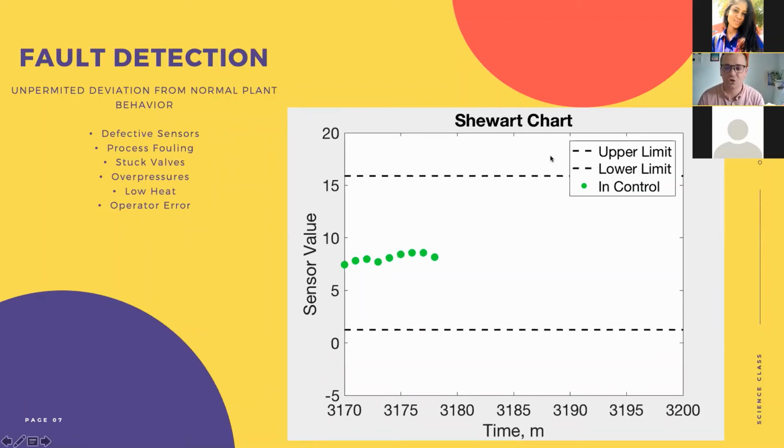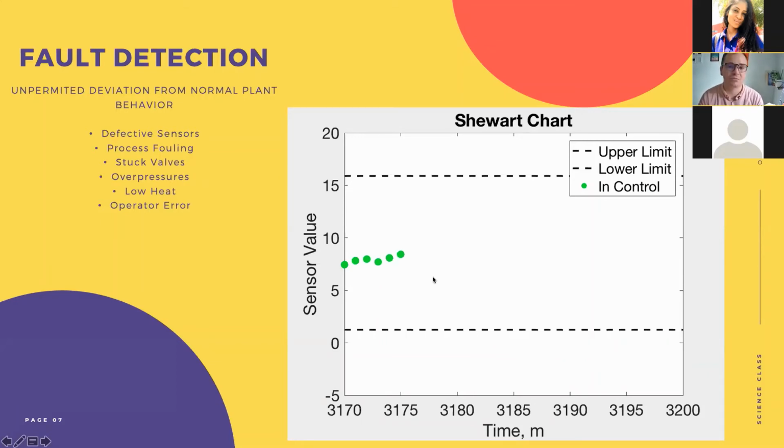The upper control limit and lower control limit, as designated by these black dashed lines, are typically plus or minus 3 standard deviations from the mean. And usually when it goes plus or minus 3 standard deviations from the mean, you know something's wrong because there's like a 99.975% chance of it staying within these upper and lower control limits if it was just random chance.